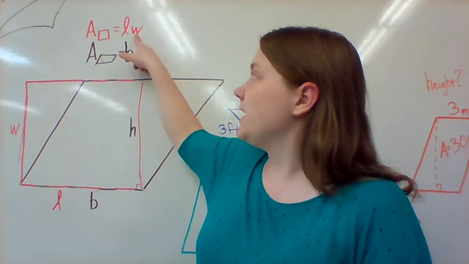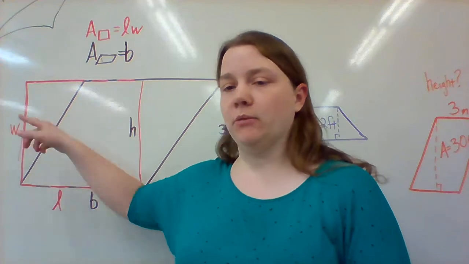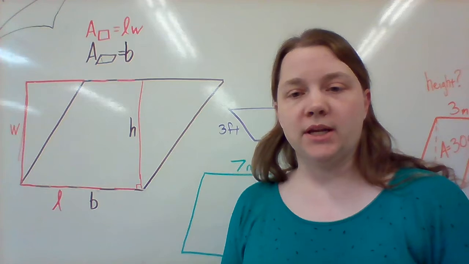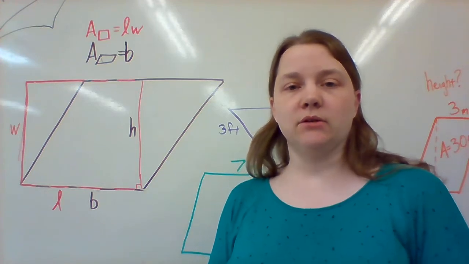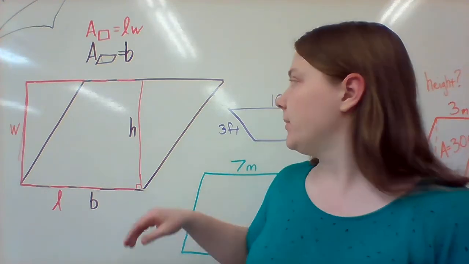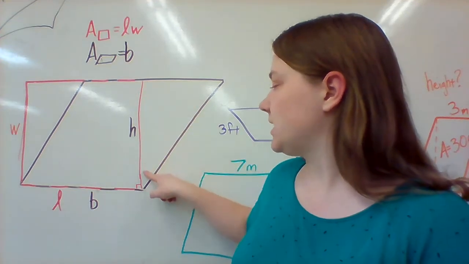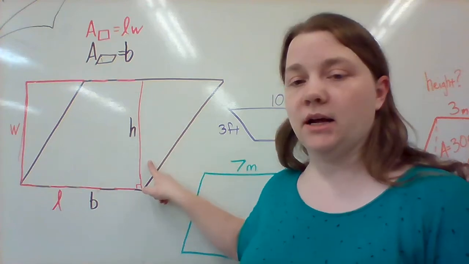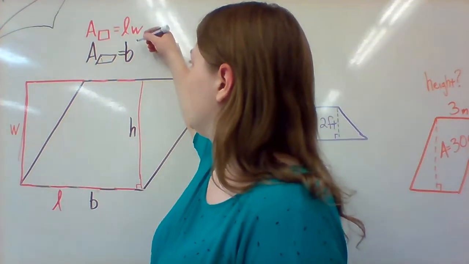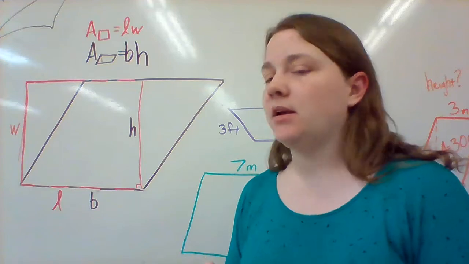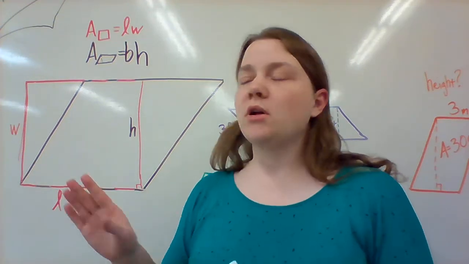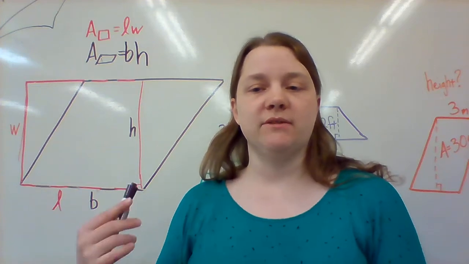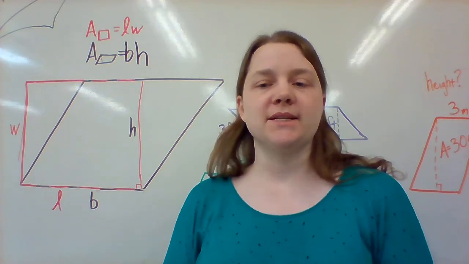Then we need to look for the width on the rectangle, but we need to find that in the parallelogram. What we're actually going to do is draw in part of the rectangle to show the parallelogram. So this part of the rectangle is going to be the height on the parallelogram. And we're going to call this height. Now, if this is a little bit confusing to you, most parallelograms are not drawn with a rectangle inside of it. That's just a visual to help you understand the process.